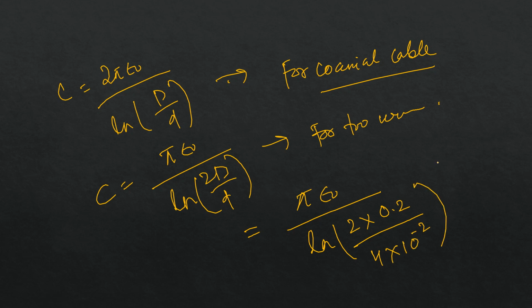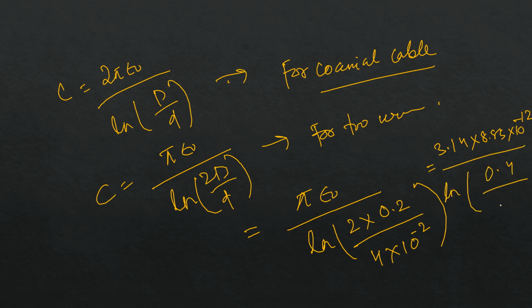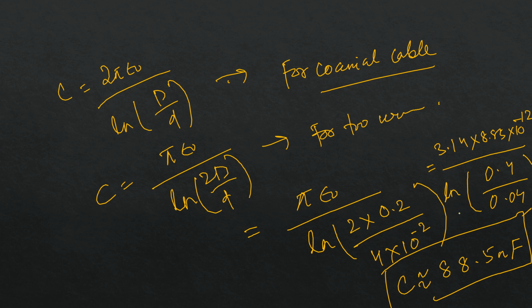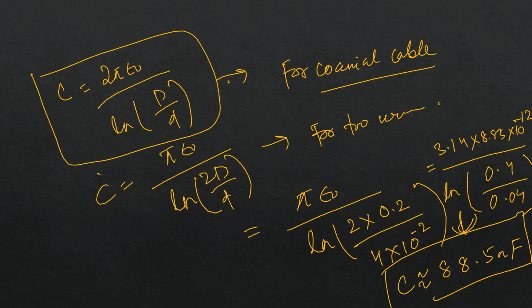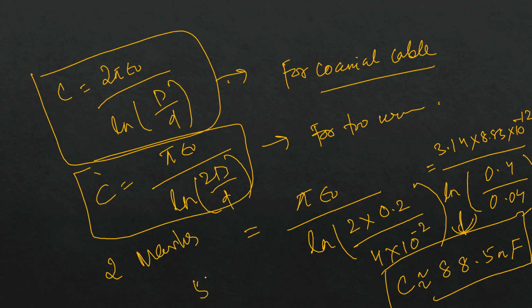So pi epsilon, pi is 3.14 into 8.85 into 10 to the minus 12, divided by ln 0.4 divided by 0.04. If you simplify it, you will get C is equal to 88.5 nanofarad. Okay, this is how much you will get. Do this, don't write it down just like this. So these are the two formulas you really need to remember. 2 mark questions will come in GATE and 5 marks in NET.